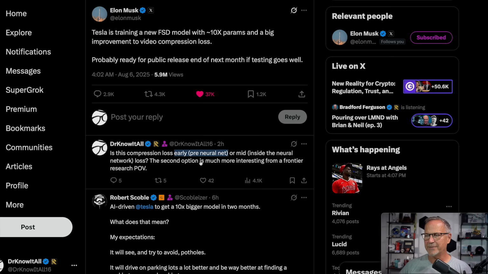So when I said pre-neural network down here, that's what I meant by that. And then the mid would be inside the neural network. That is by increasing the parameter count, you can actually reduce the amount of compression necessary. You can think about neural networks as a compression algorithm for reality. It's kind of like our brains. Our brains can't fit all of reality into them. So what they do is they compress that data down to the essential information that you need.